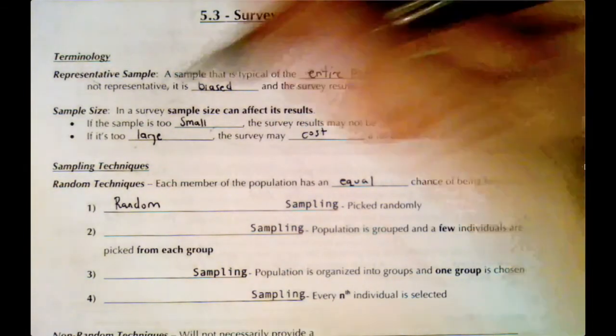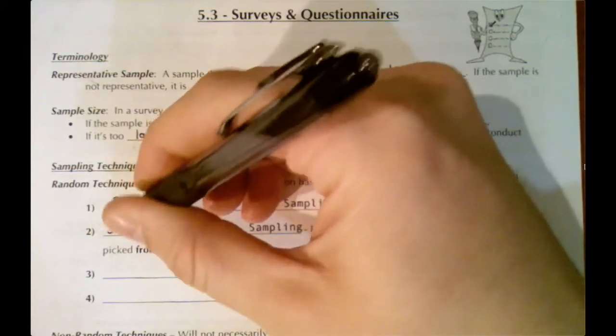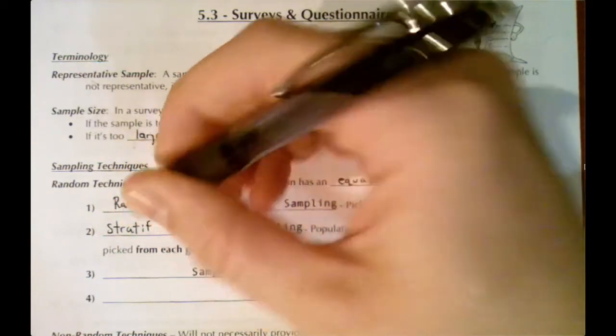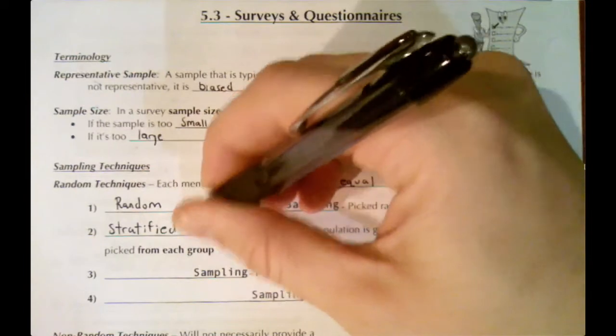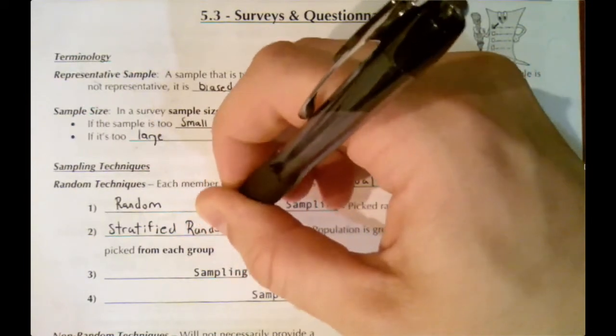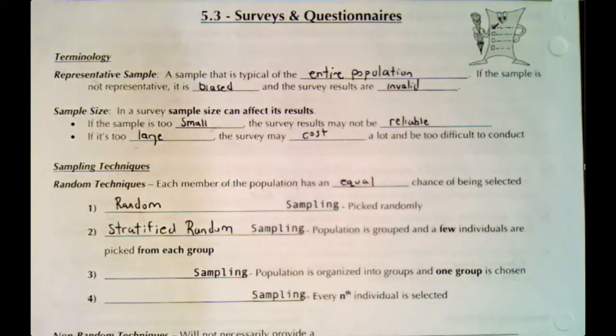2, stratified random. In stratified random sampling, the population is grouped and a few people are picked from each group. So for example, if we were surveying the entire school and we wanted a sample, we might group the school into grade 9s, grade 10s, grade 11s, grade 12s, take all the names from grade 9, put them in a hat, pick a few out. Same with 10, same with 11, same with 12. That's stratified random sample.